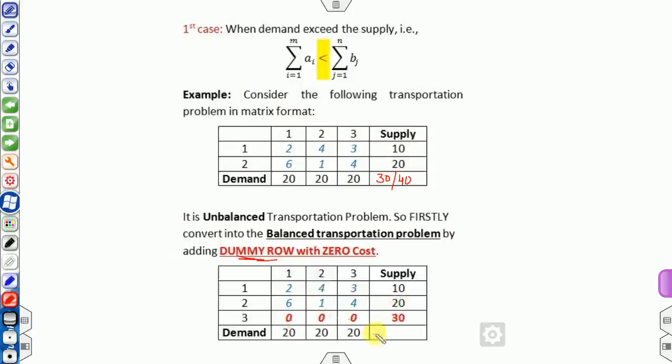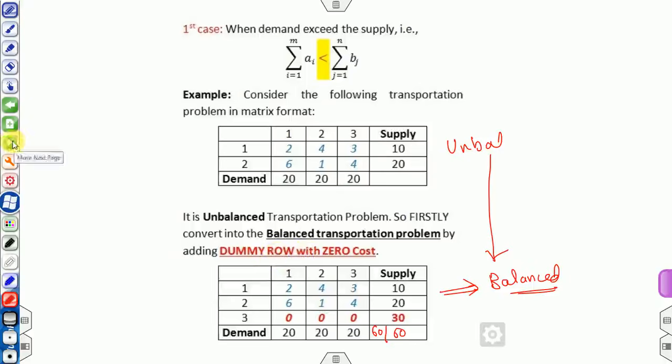Now look at that. Sorry, the supply here is 30, so the dummy row gets 10, and the total is 60, and here it is again 60. So now this is the balanced one. So always remember, whenever there is an unbalanced problem, you have to convert it into a balanced problem by using either a dummy row or a dummy column.